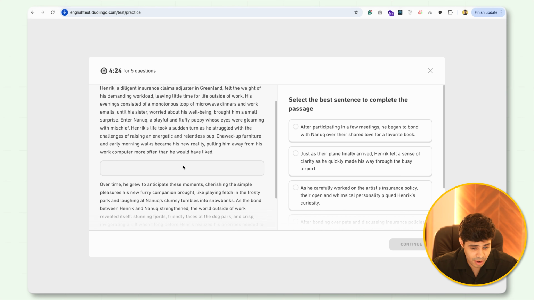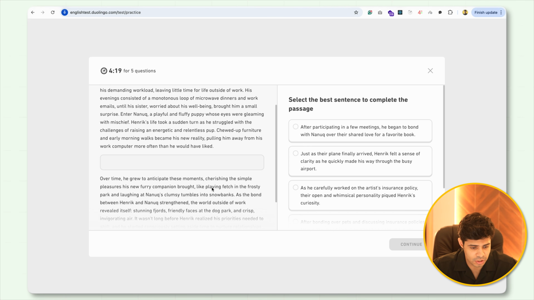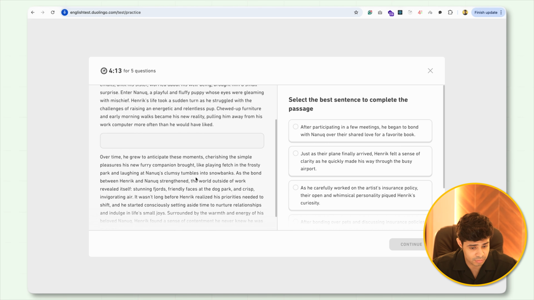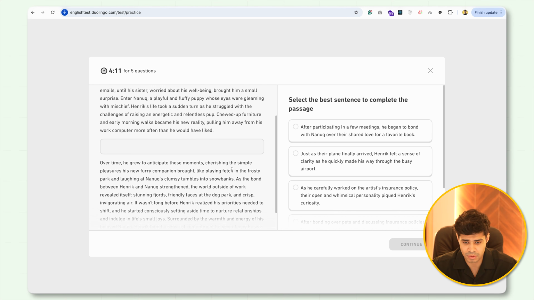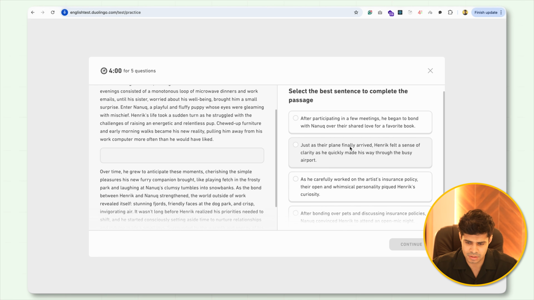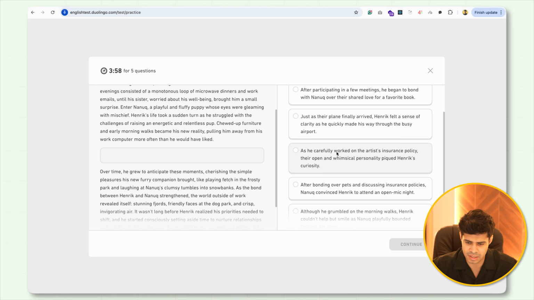All right, so we have to put something in here. Over time, he grew to anticipate these moments, cherishing the simple pleasures his new furry companion brought, like playing fetch in the frosty park and laughing at Nanak's tumbles in the snowbanks. Okay, in between there's got to be something. After participating in a few meetings, oh, that last one was certainly meetings, man. He began to bond with Nanak over their shared love for a favorite book. Huh? Nah. Just as their plane finally arrived doesn't make sense. As he carefully worked on the artist's insurance policy, no.